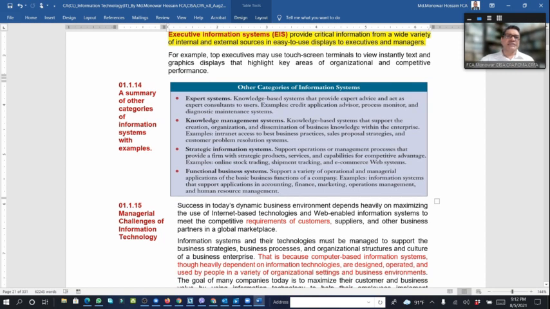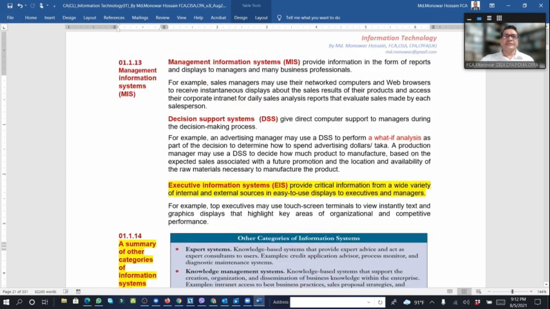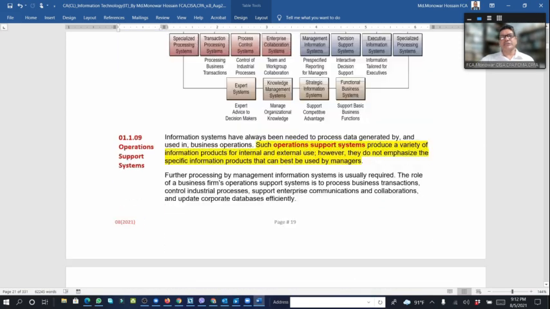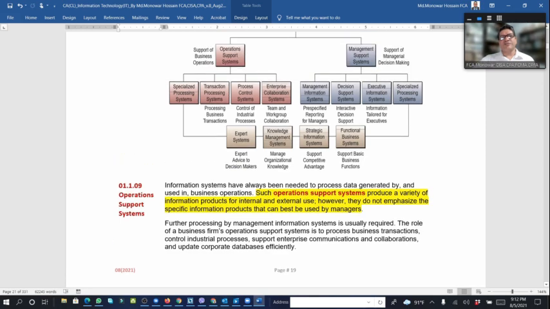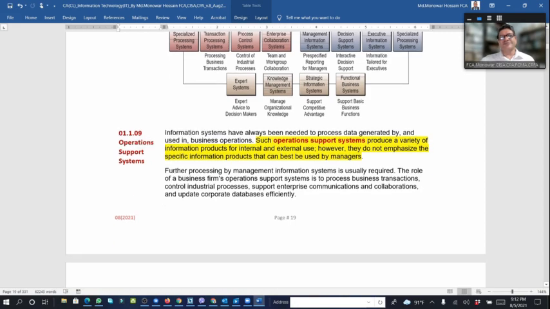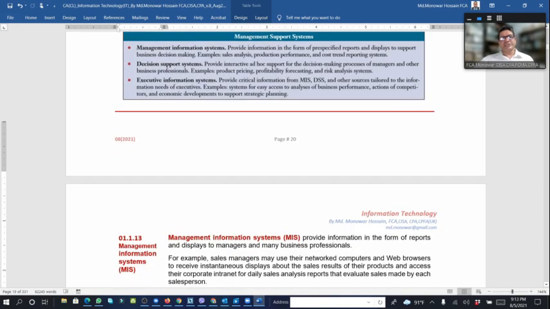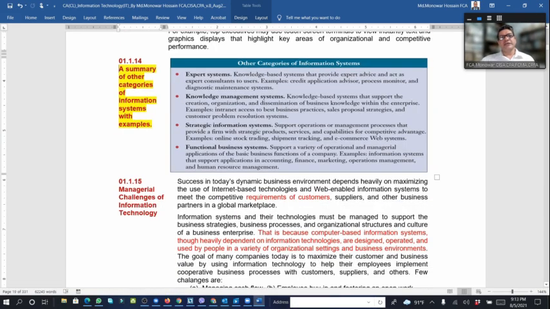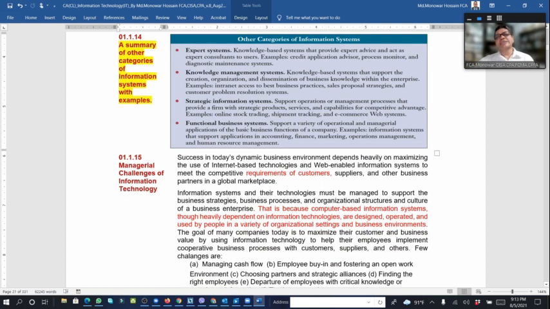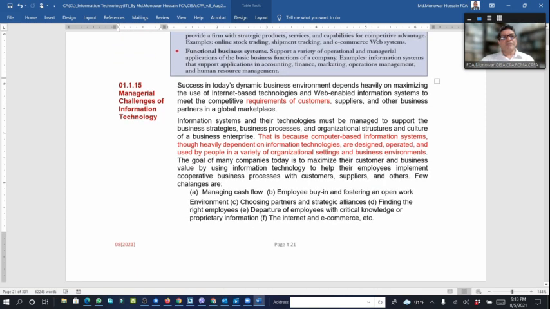And here is a summary of the other category. Look here, on the below side, the four items, expert, knowledge, strategic, functional, are the other types of system. So these other systems are: expert system, knowledge based system, knowledge management system, strategic information system, and functional business system.